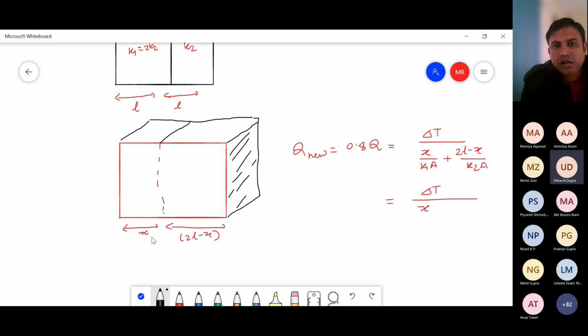Sir, the volume of that material will also change then. The volume we are not asking about. We are saying only the cross sectional area, isn't it? The cross sectional area is going to remain the same. What is the question saying? Sir, it is saying what the new length of that material should be. So this new length is going to change, but this cross sectional area is still going to be the same as A.